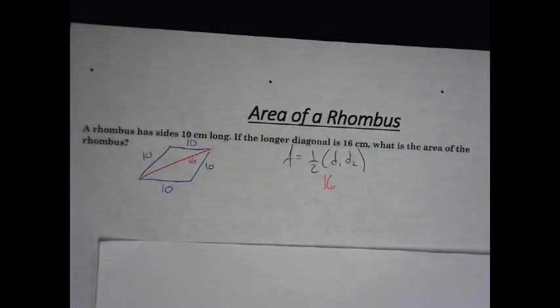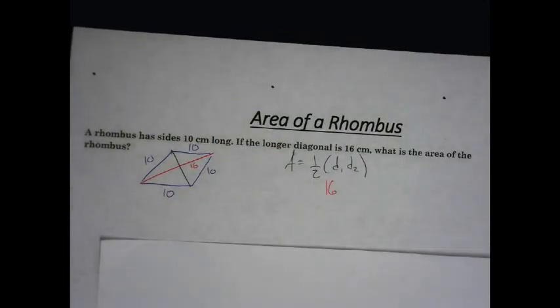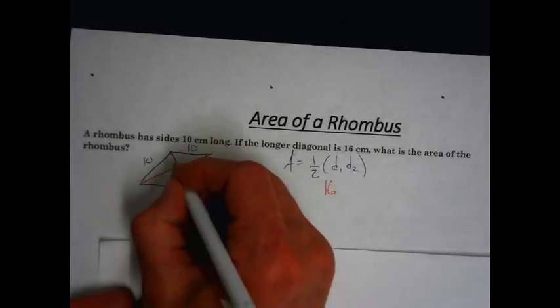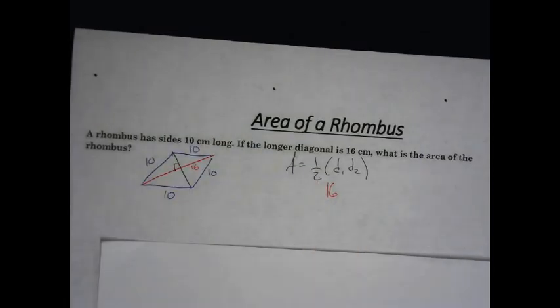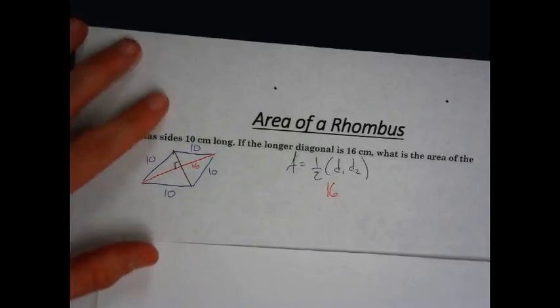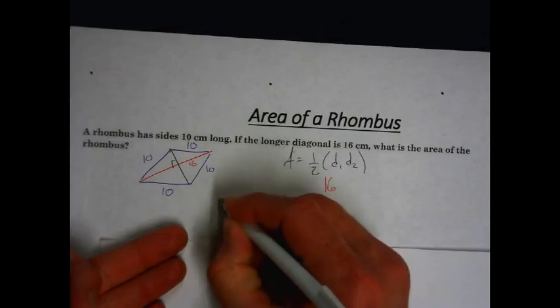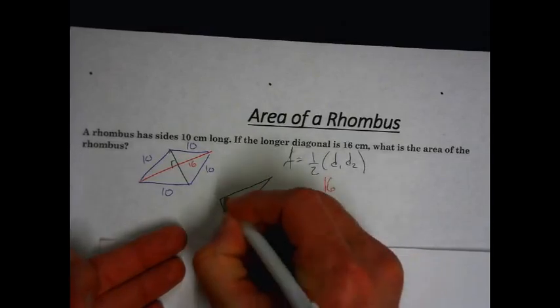We already know that. So the question is, can we find the other one? Well, let's look for the other diagonal. Now, what do we know of the other diagonal? What do we know about anything, really? Look at what's happening here. We have a bunch of right triangles. So if we could look at just one right triangle, we could find the information we need.